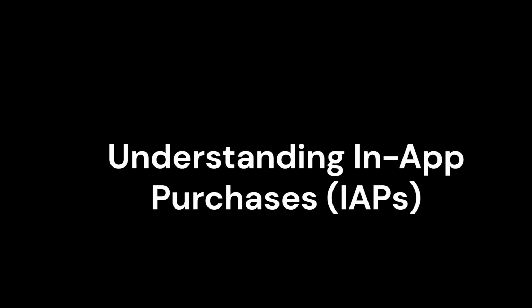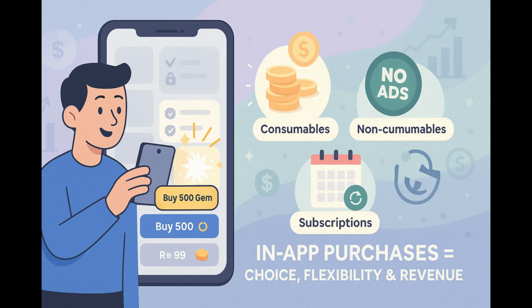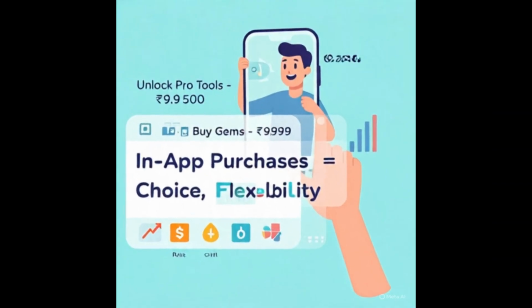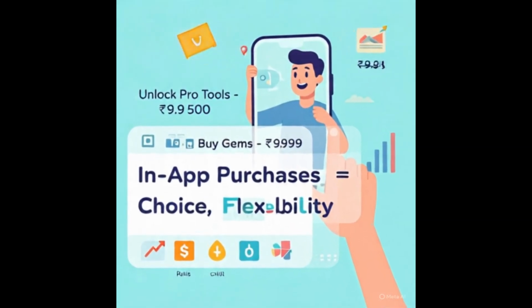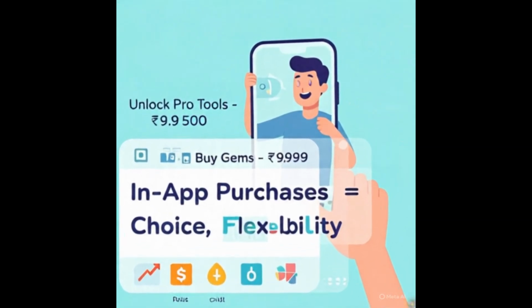In-app purchases, IAPs. Let's talk about one of the most effective monetization models: in-app purchases, or IAPs. In-app purchases allow users to buy digital content or features directly within your app. This can include anything from unlocking a premium feature, buying virtual currency, removing ads, or subscribing to exclusive content. IAPs are what power the freemium model, where users can download the app for free and spend money only when they want to access something extra.